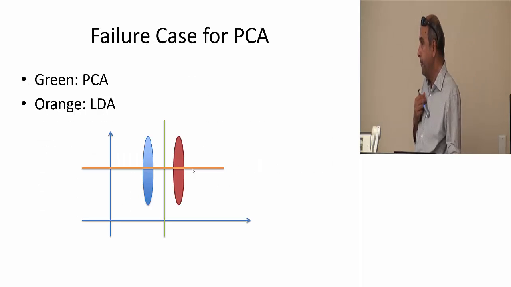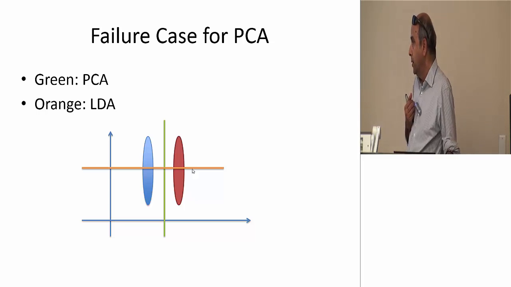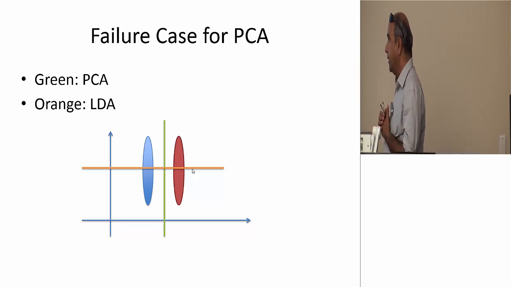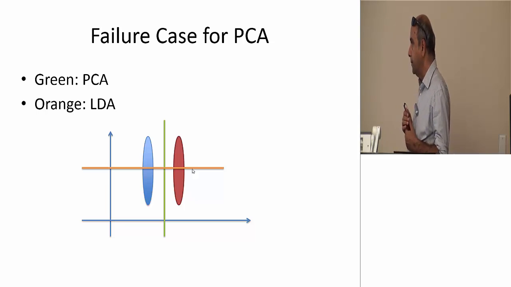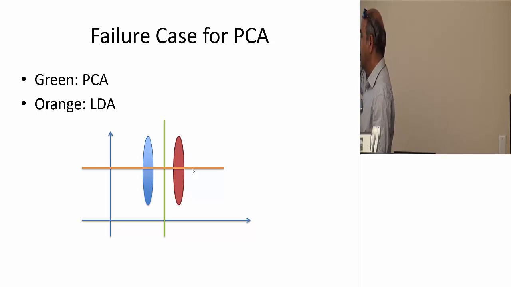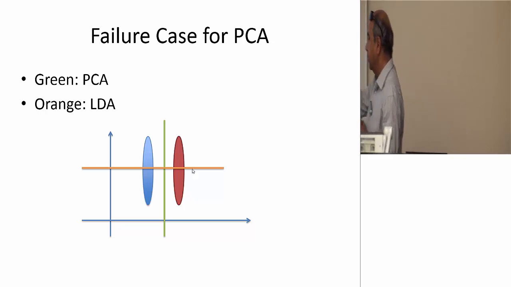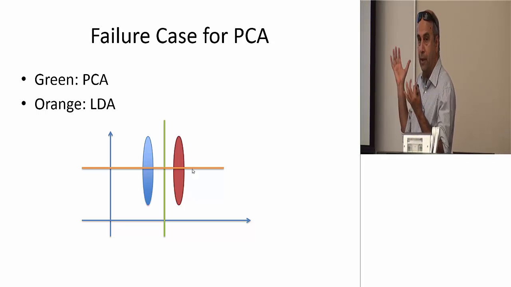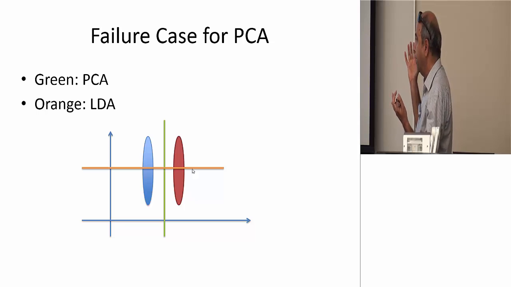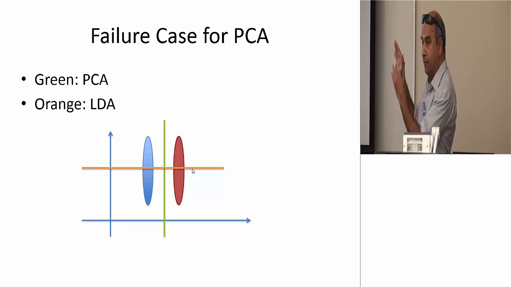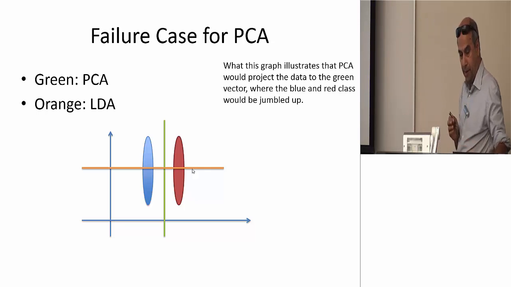Okay, so here's an example. If you have these two classes, PCA will choose the green line, and LDA will choose the orange one, and the orange will do better, because if you project on the green line, the blue one and the red one will be confused. We cannot separate them. But if you project on the orange line, the blue one and the red one are separated. So this is a similar thing I told you before.